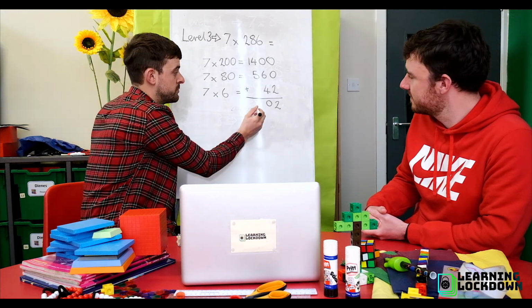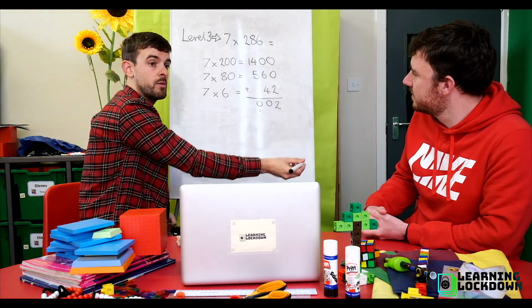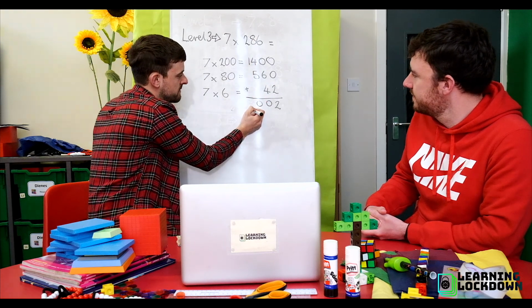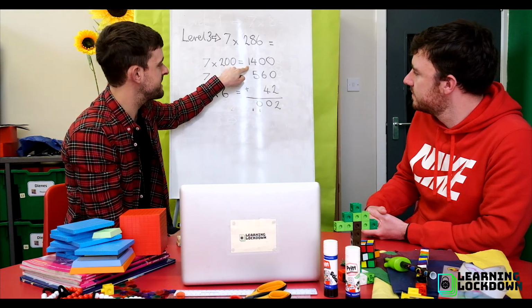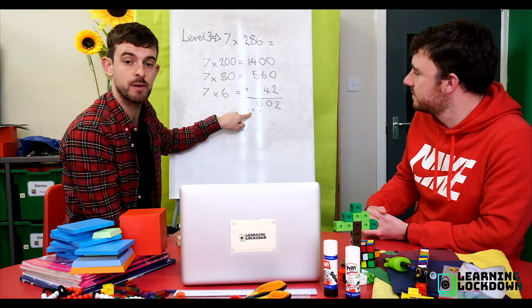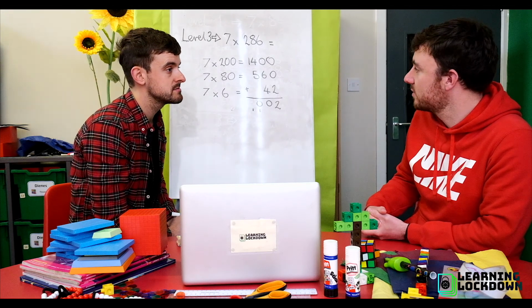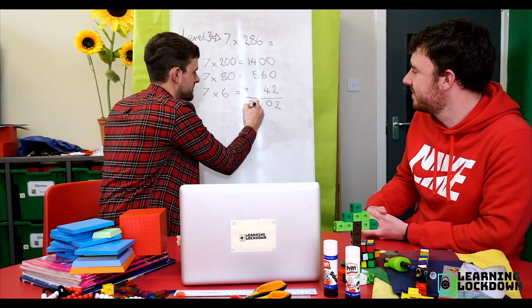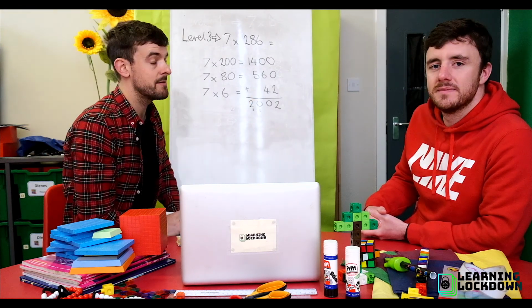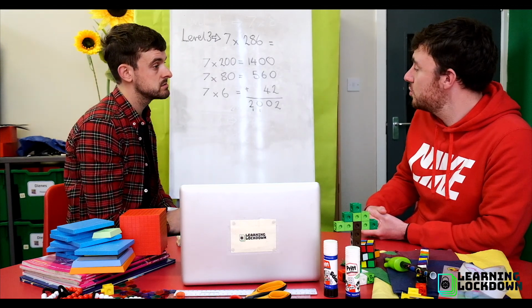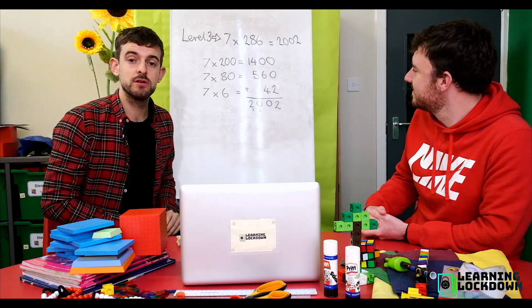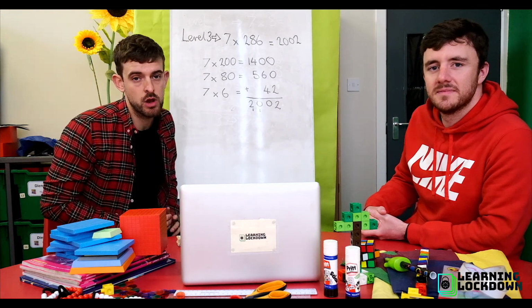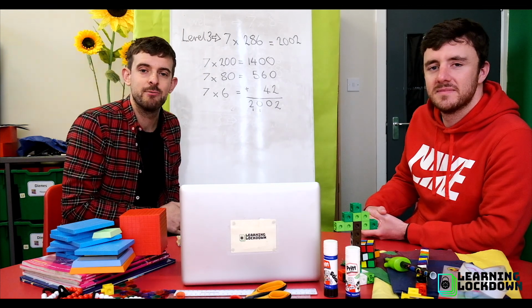So 10 lots of 100, we put the 0 in the hundreds column, and we carry that 1 over from the 10 lots of 100 into the thousands. Now we've got 1,000, add just my other 1,000 equals 2,000. So 7 multiplied by 286 equals 2,002. So that is your task for level 3. We hope that you've done really well going through the levels. Go and complete this, and we will see you tomorrow for more maths.